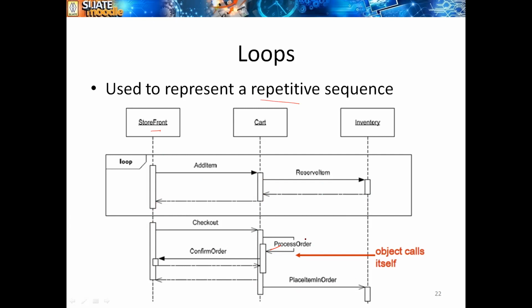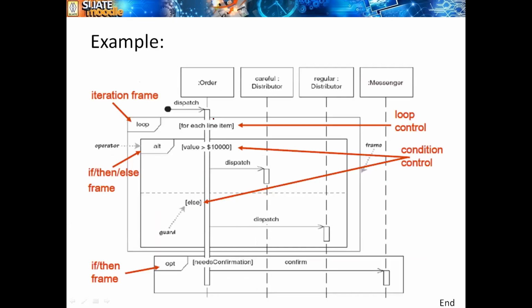Process order. Another example, an order with an iteration frame. This is a loop frame, and this is an if then else frame, followed by the else part and its condition. Here there is also a nested condition, again an else within the if else part. If true, this message works; if false, that message works.